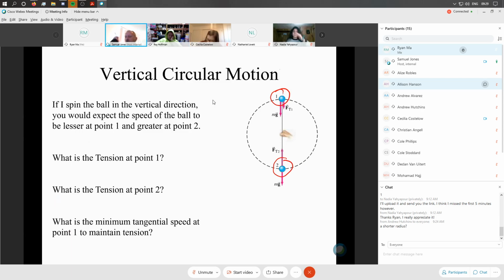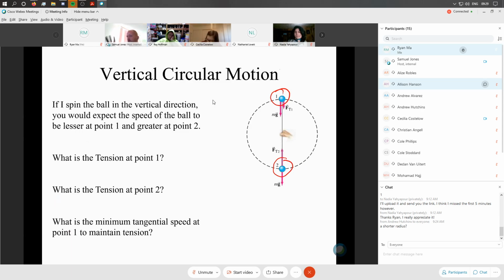We still have tension and gravity, but in the top case, gravity is assisting tension by providing some of the centripetal force. In the bottom case, gravity is working against tension, meaning tension has to be even larger. Tension has to provide both the centripetal force and the support against gravity. So you expect the tension at the bottom to be a lot larger than the tension at the top.